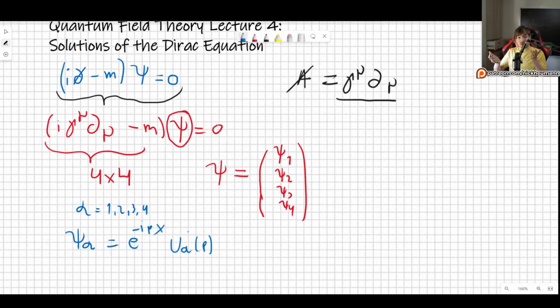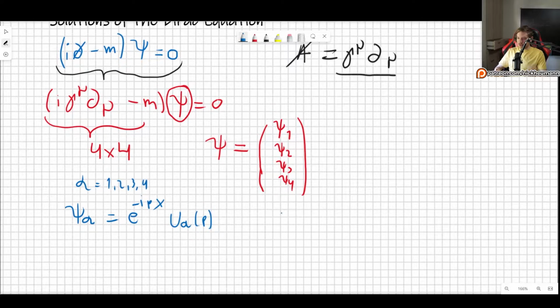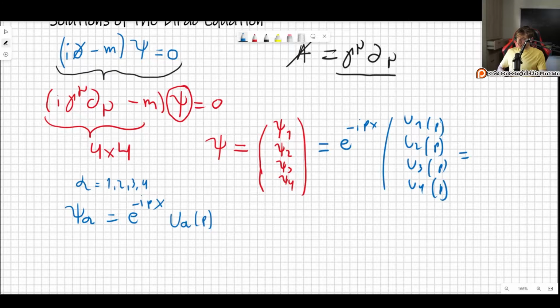Eventually we are going to want to normalize these u's. For now, we are simply allowing for there to be some extra factors, so that's why we are putting that u there. And of course, the alpha is because we have 4 possibilities. So we have to plug in the actual value: u1 of p, u2 of p, u3 of p, u4 of p. In this notation, we could also just call this e to the minus i px u of p. This is just some notation.